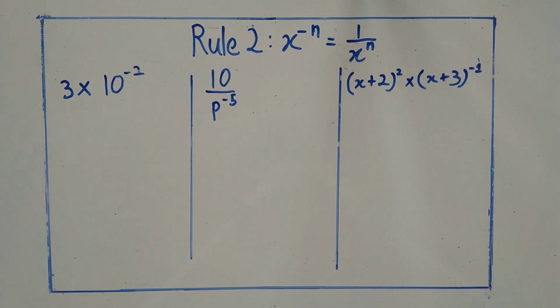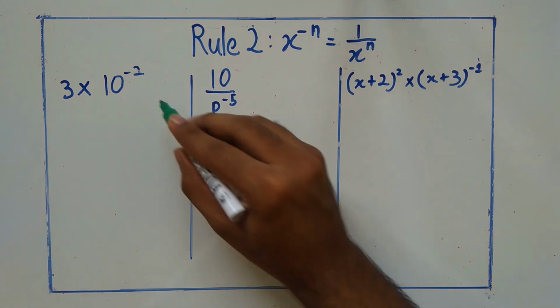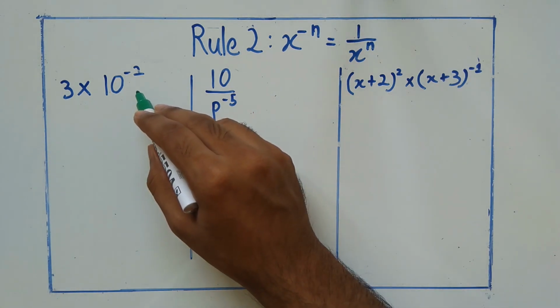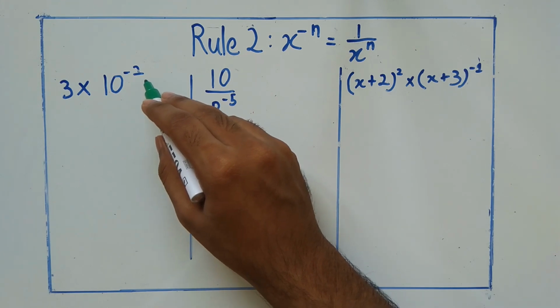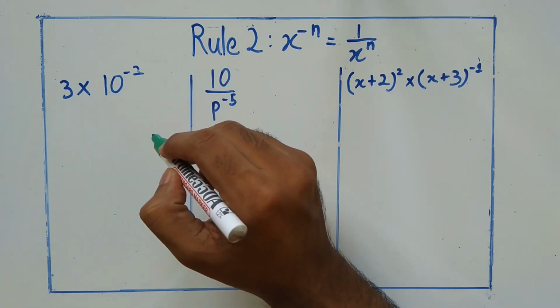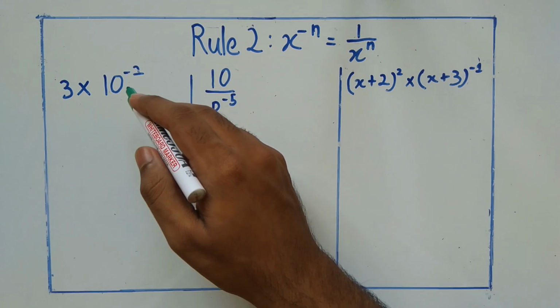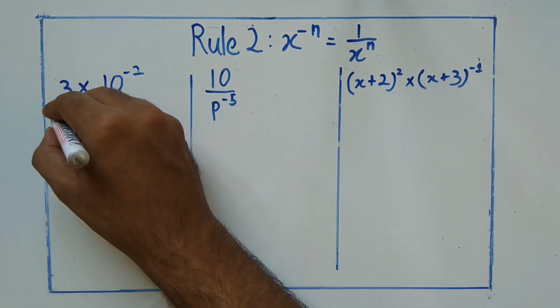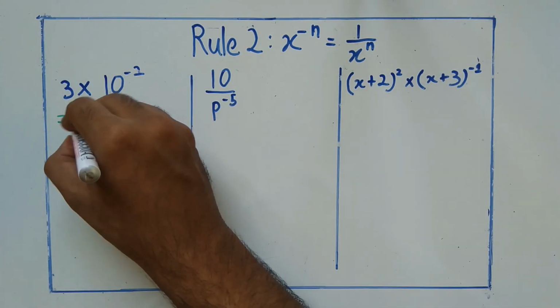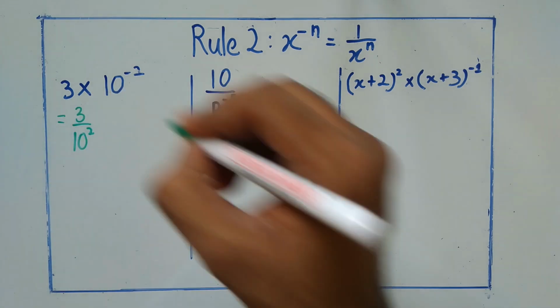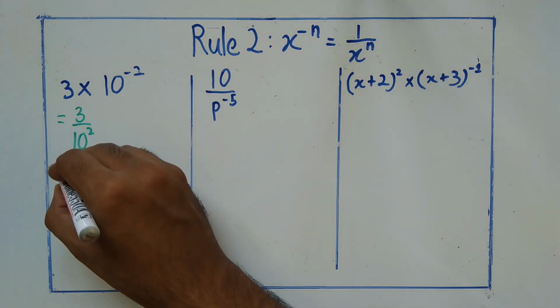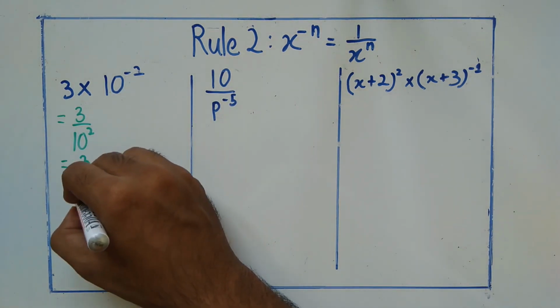In the first example, we have 10, which has a power of negative 2. Based on the rule, we flip the number to the denominator and solve. We get 3 over 100.